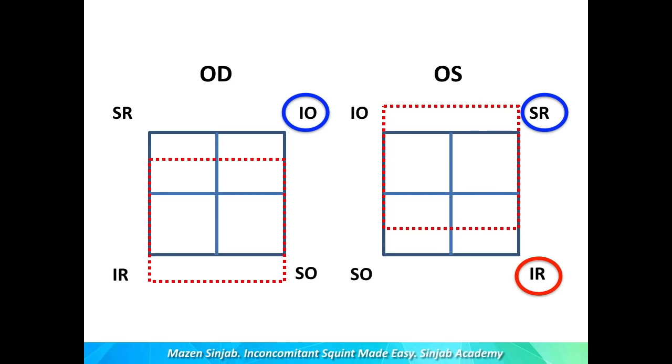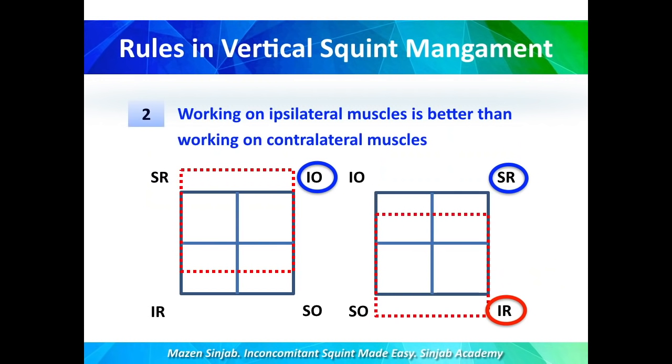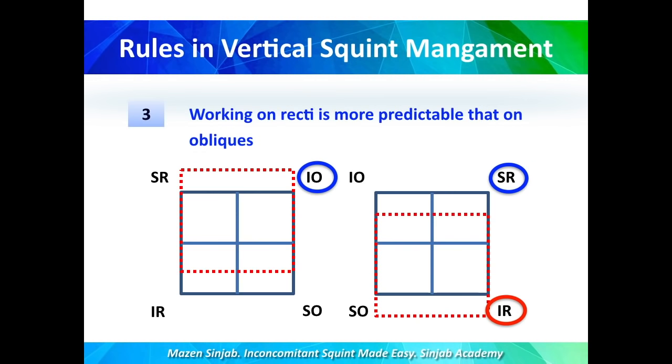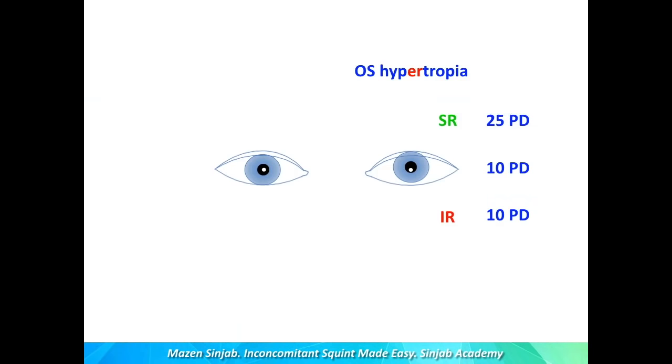To see which is better, let us go through rule number 2. Working on ipsilateral muscles is better than working on contralateral muscles. And in rule number 3, working on recti is more predictable than working on obliques. So both these rules are pushing me to work on the superior rectus. So I'm going to work on the superior rectus. Let us do the calculations for the superior rectus.